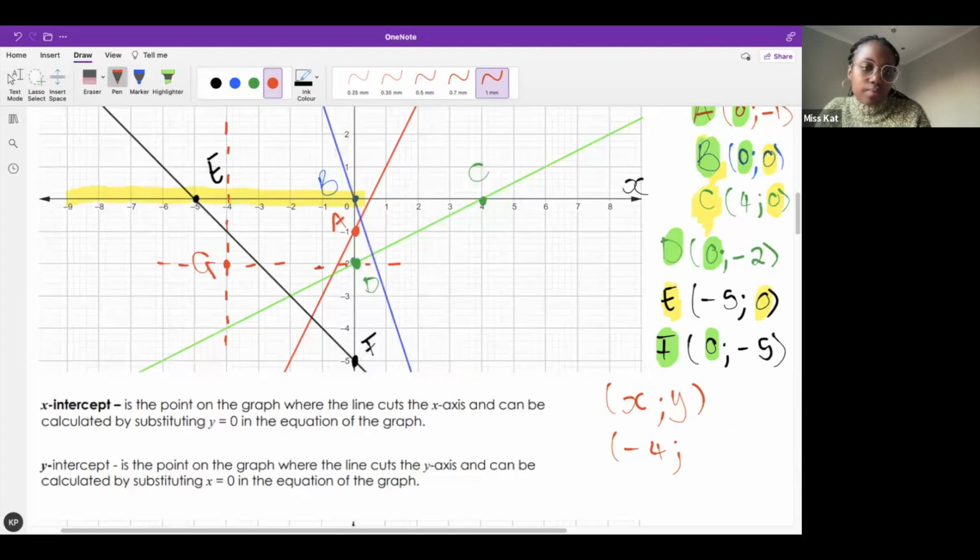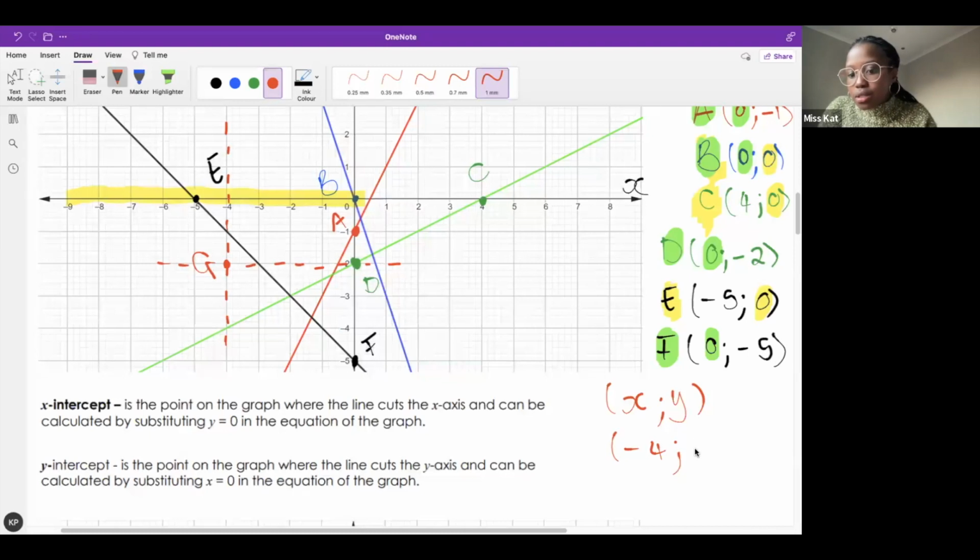Buhle, are you still there? I'm having problems with the screen. Okay. Can you see my graph? Or my point rather?